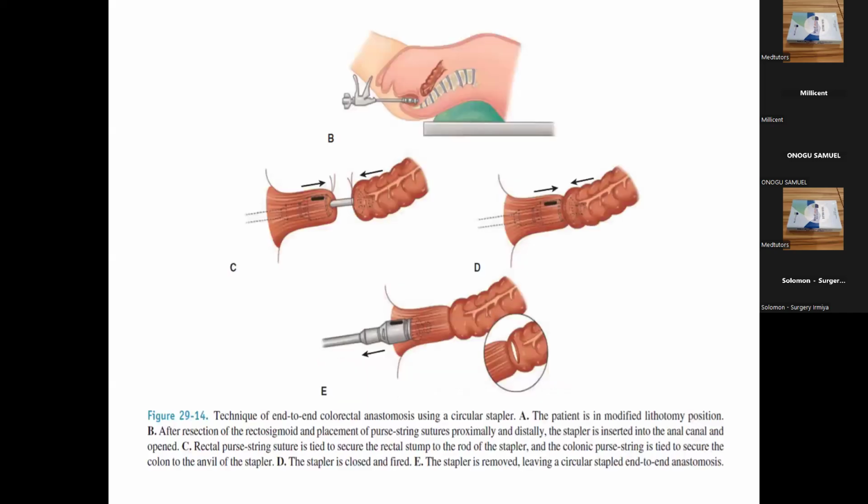We can see a pictographic representation using the circular stapling device technique. The patient is in the lithotomy position. A purse string was applied to the proximal segment and the distal segment. After advancing it, it was secured, then the gun was fired and opposed both edges together.